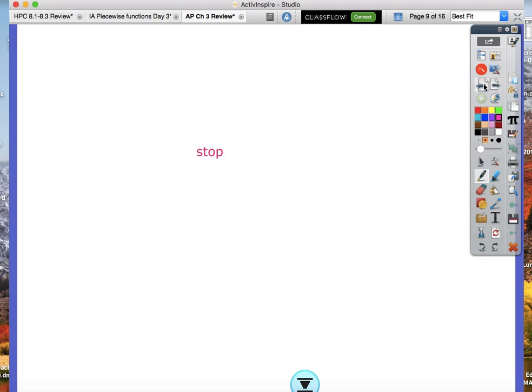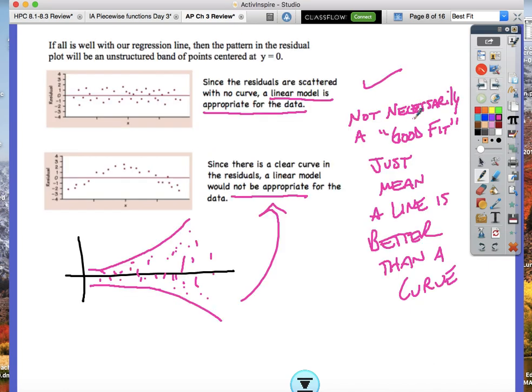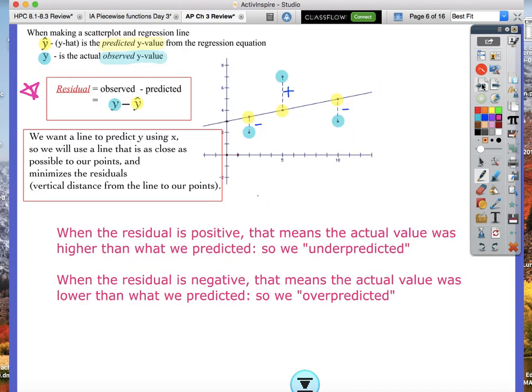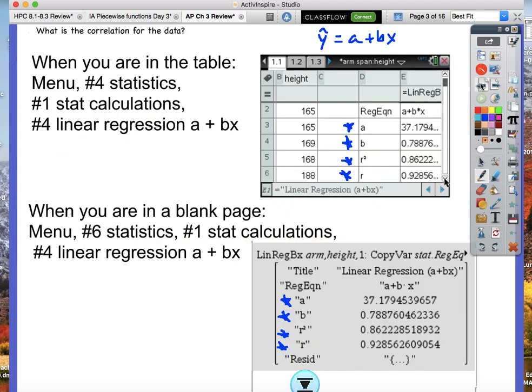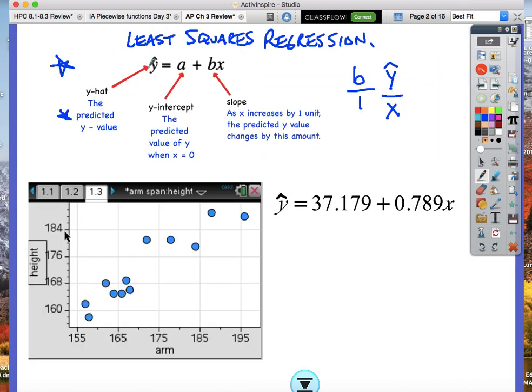So that's where I wanted to stop for today, just to kind of talk about basic stuff. Residuals, you might have to calculate residuals. And the way that you would figure out a predicted value would be to plug in a value for x. You could get your predicted y value and compare it to an actual y value, and that's how you would get a residual.